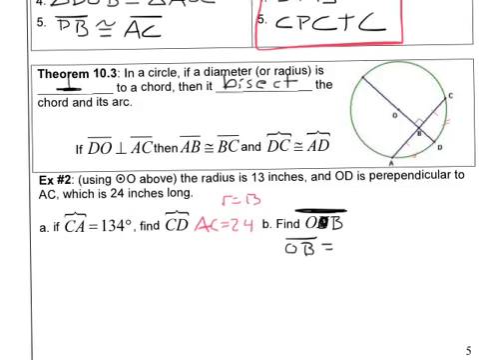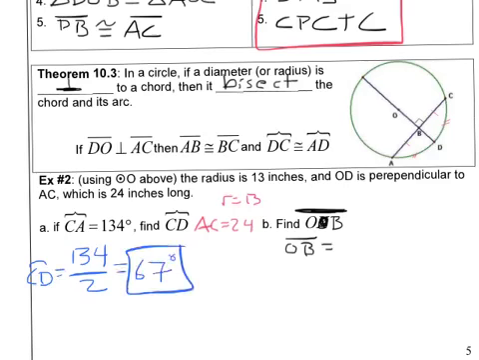Okay, well, if the total arc here is 134, then CD should be half of that because we bisected that arc. So we just need to take 134 and divide it by 2. That's what arc CD must equal, which is 67. That's it. So that one's easy.